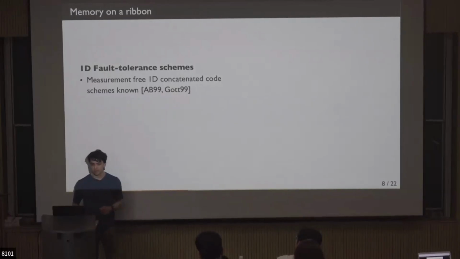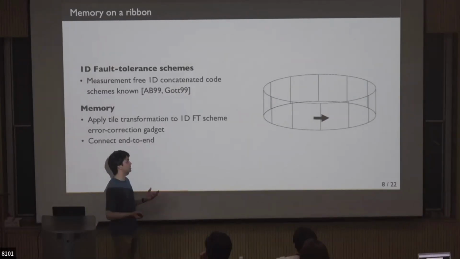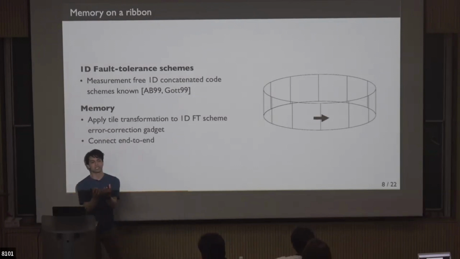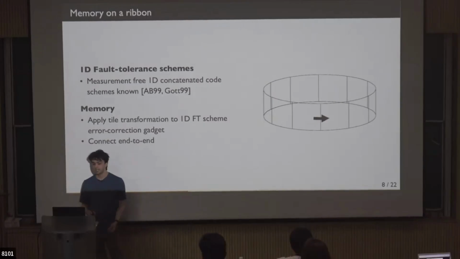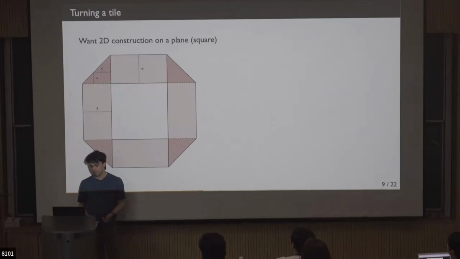But anyways, once we have this thing, we can apply the previous construction that I called the tile transformation. And you can apply it to just the error correction gadget, just the logical identity. And then you can take a few of these things and connect them up in a ribbon. And already you can see that this is going to be a memory. Well, we want something that's on a square or on a plane.